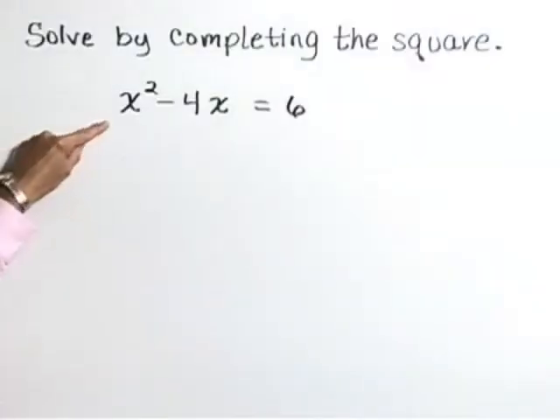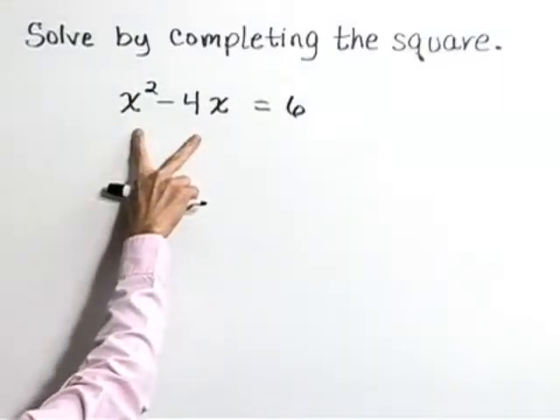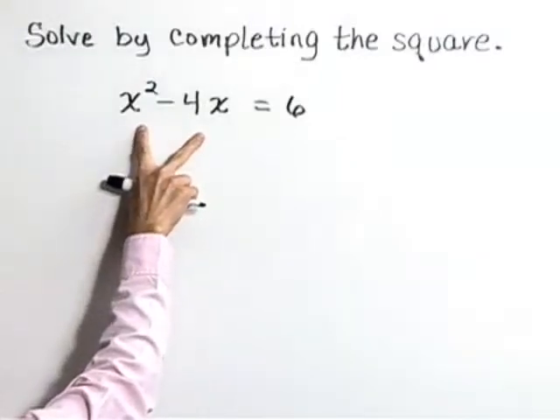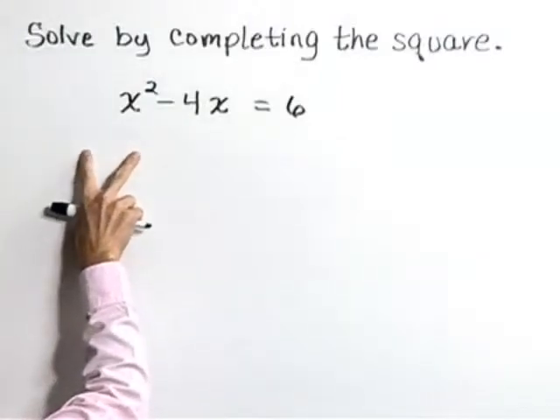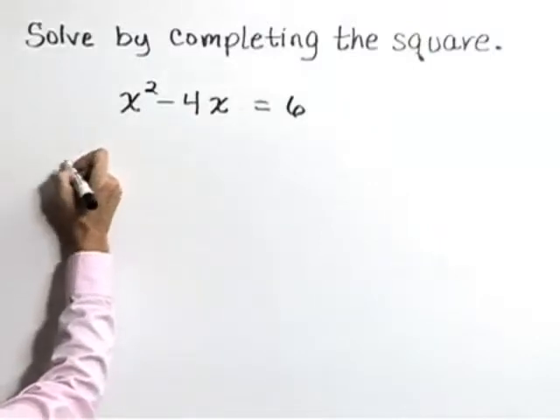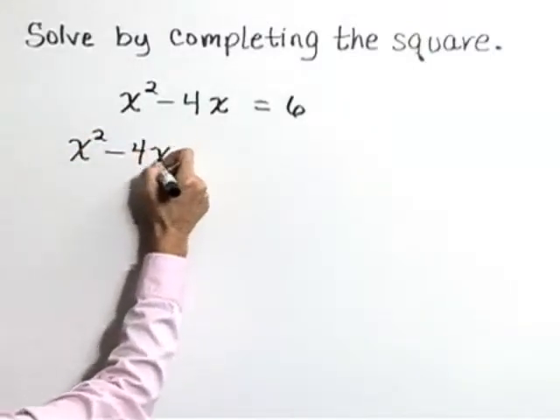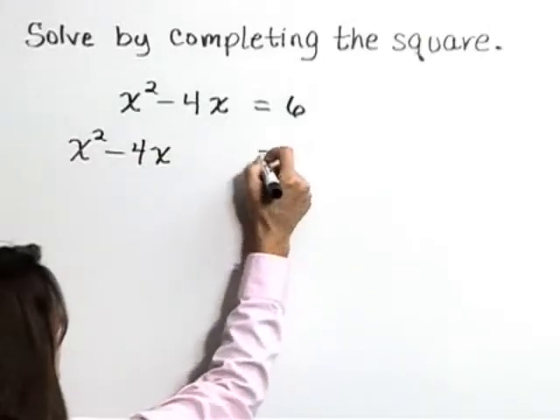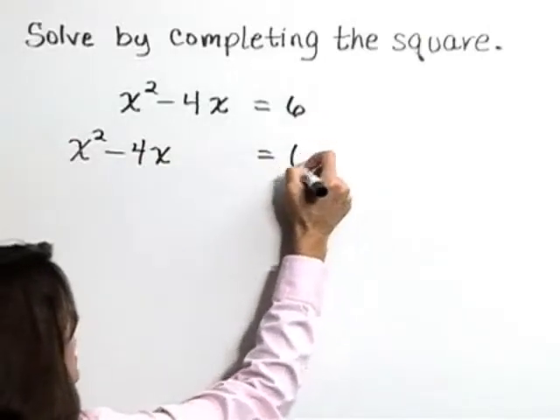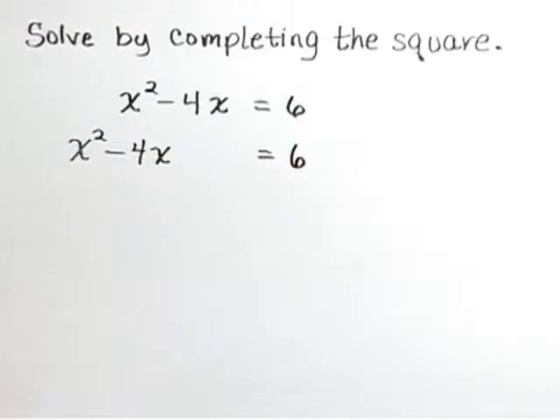Solve by completing the square. The equation x squared minus 4x is equal to 6. Well, using the process of completing the square, we're going to create a perfect square trinomial on the left side of this equation. So I'm going to rewrite the left side as x squared minus 4x. I'm going to leave a little room here for completing the square, set equal to 6 on the right-hand side.